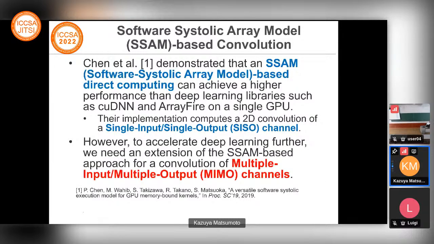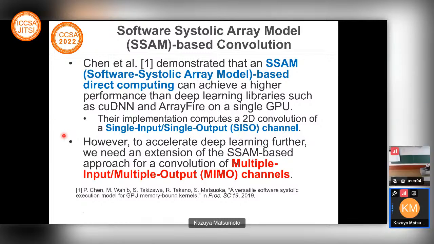This research is based on existing previous research proposed in a previous paper. They proposed a systolic array-based model for direct computing, and their implementation can achieve a higher performance than deep learning libraries such as cuDNN and ArrayFire on a single GPU. But their implementation is to verify the effectiveness of their model, so it is not targeted for real applications of CNN models. Their implementation computes a 2D convolution of a single input and a single output channel, SISO. So to accelerate deep learning further, we did an extension of the SSM-based approach for convolution of multi-input, multi-output channels.